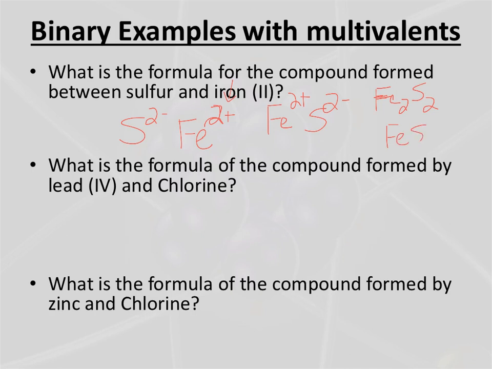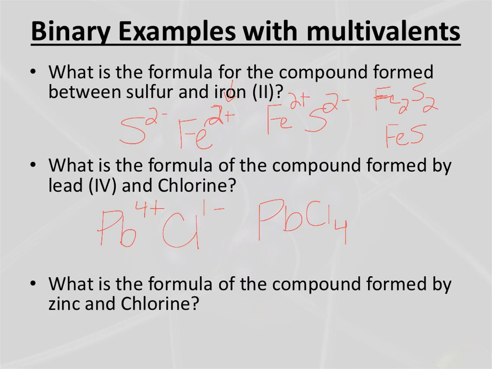E, S. So that's our formula. All right. The next one says formula for lead. So lead is Pb. And IV means 4. And remember, all of them with Roman numerals are always positive. And then chlorine is Cl, 1-. Positive's already first, negative one second. So swap and drop, you get PbCl4.